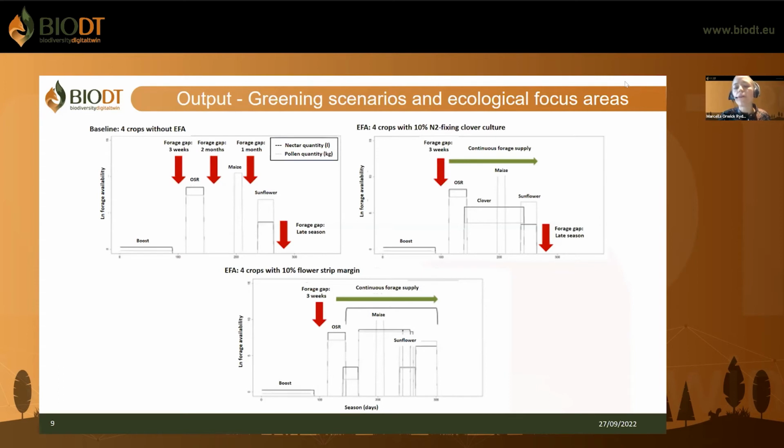In the next example, we have introduction of nitrogen-fixing clover cultures, which does a pretty good job of reducing forage gaps. This has already been shown experimentally to have more or less these sorts of effects, so the model does agree with reality in this case. In the third case right here, we're showing crops that are introduced with 10% flower strip margins. This is not very commonly done within the farming community, but it does suggest that, compared with a clover culture co-introduction, introducing these flower strips might be even better for reducing these forage gaps.